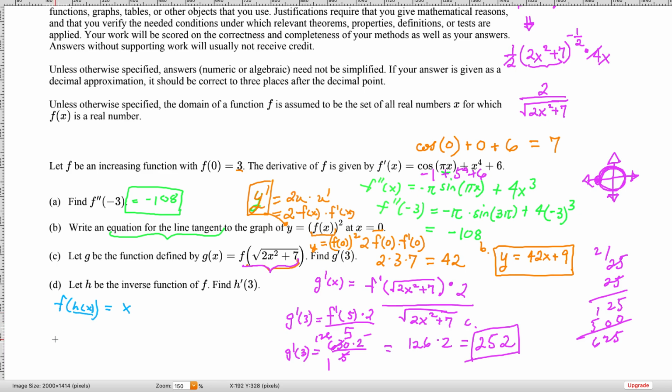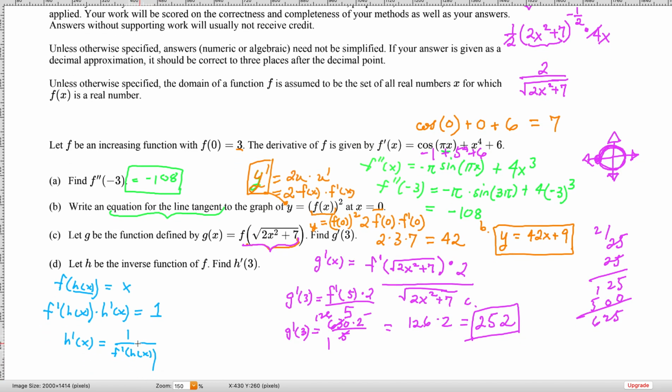Chain rule says you ignore the inside: f prime with h plugged in times the derivative of h has to equal the derivative of x, which is just 1. And then you can solve for h prime of x. Using this formula, which again, you could just memorize or you could derive every time. Now I want to find h prime of 3. So I'm going to get 1 over f prime of h of 3.